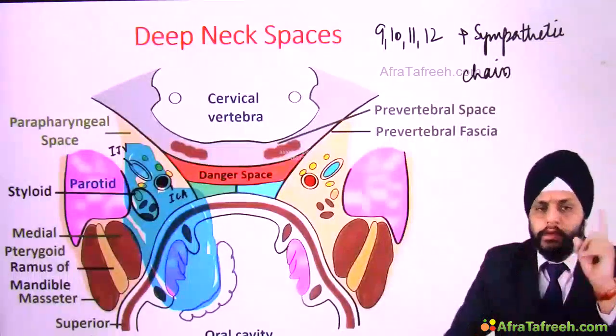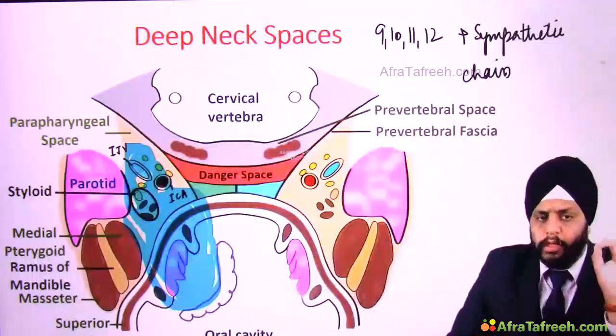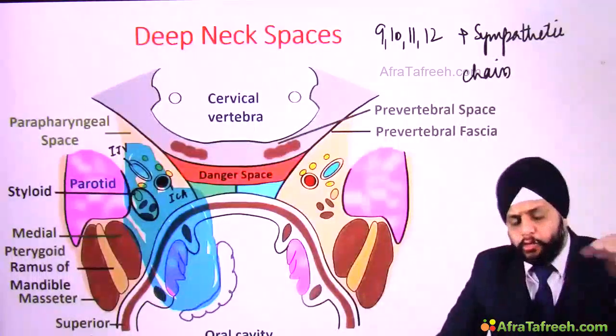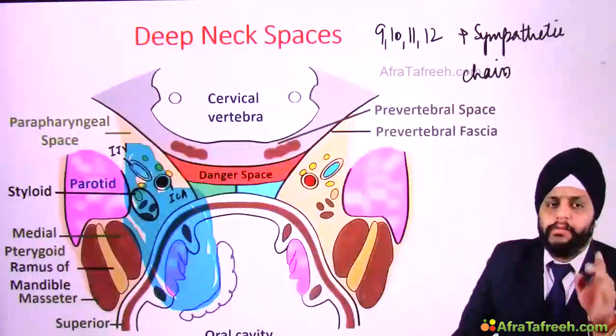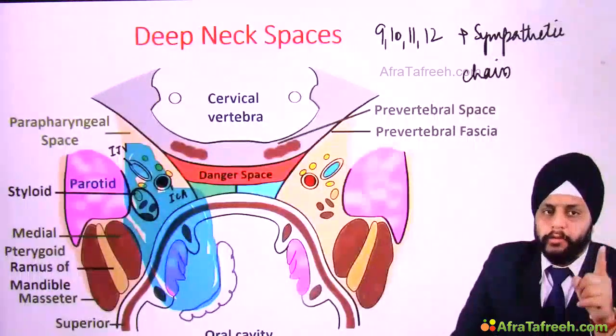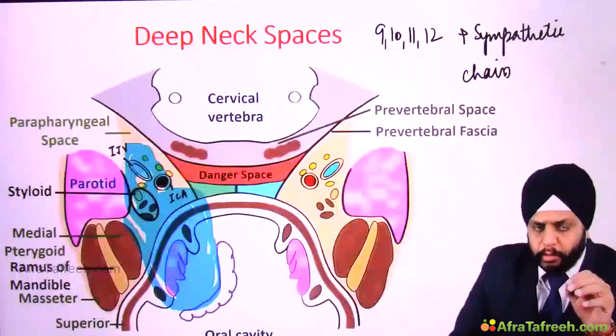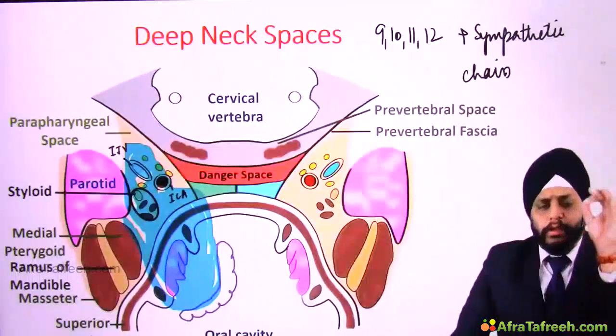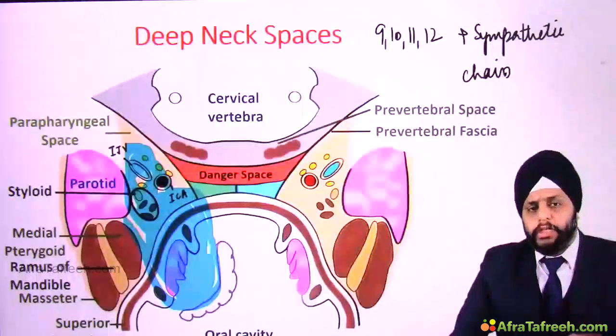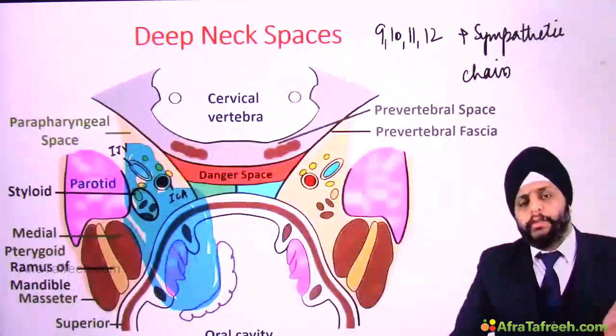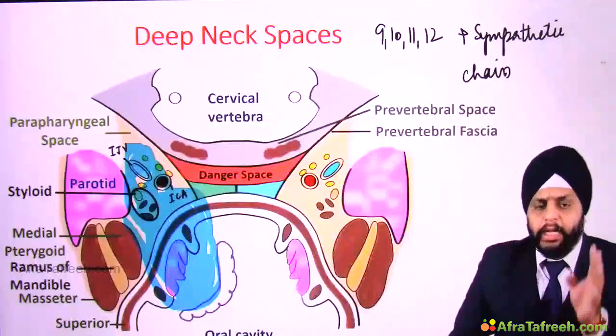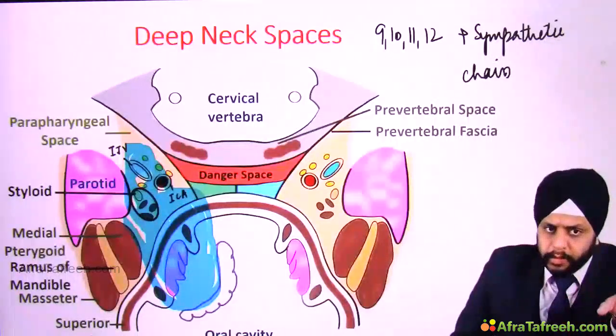Now, if the question says there is a swelling in the lateral pharyngeal wall pushing the tonsils to the midline, the tonsils have not come to the midline on their own. They have been pushed to the midline. That means it is a case of parapharyngeal abscess. In simple words, if in the question it is mentioned tonsils are pushed to midline, the answer is parapharyngeal space abscess.